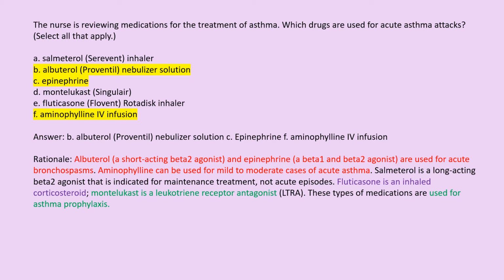Fluticasone is an inhaled corticosteroid. Montelukast is a leukotriene receptor antagonist, LTRA. These types of medications are used for asthma prophylaxis.